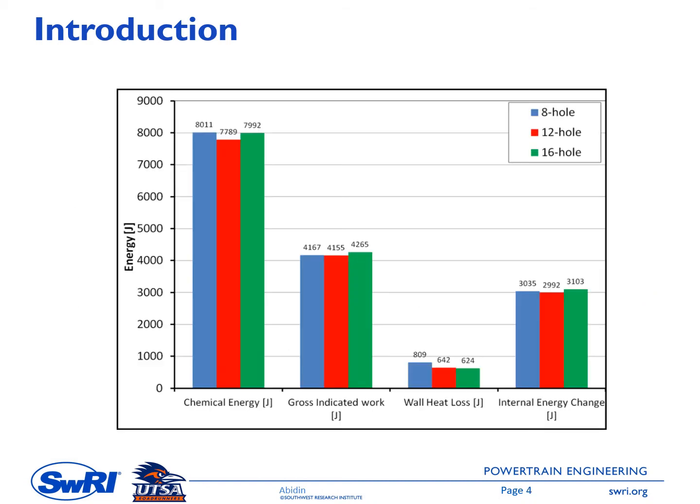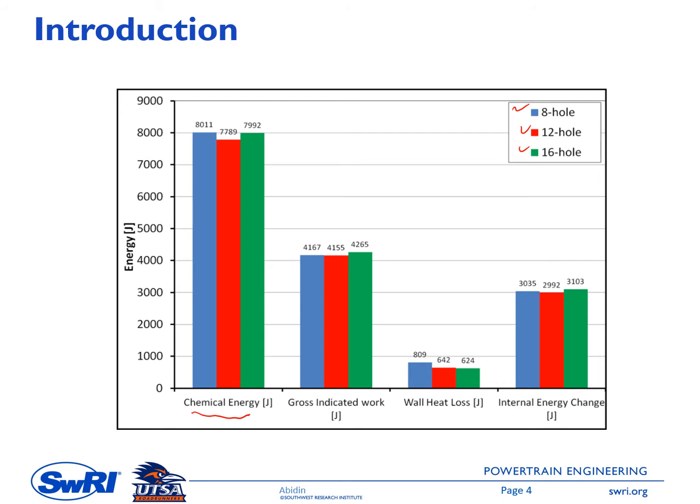This picture shows an example of an energy balance in a diesel combustion engine. We have three different data sets here depending on the number of injector holes: 8 hole, 12 hole, and 16 hole. The first data here is the chemical energy, the energy contained inside the fuel. You know that the combustion efficiency in the diesel engine is close to 100%, so you can assume that this chemical energy is the fuel energy.